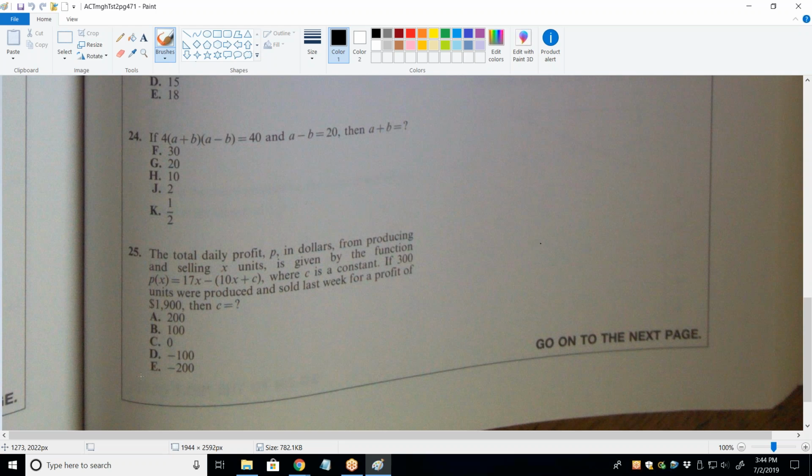Okay. I assume you started off this by dividing both sides by four. I did it by plugging in A minus B equals 20. I guess I should have. Well, that's not a bad way to do it. No, I get why you did it that way. No, that's just as efficient. 25.